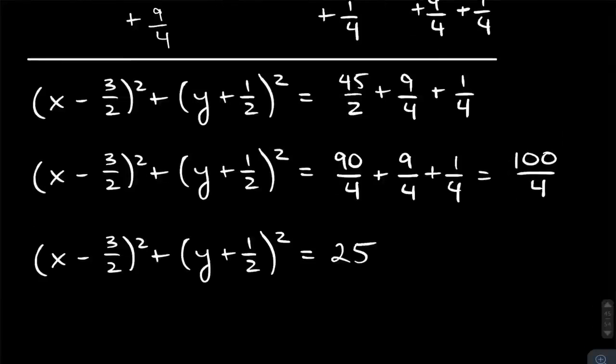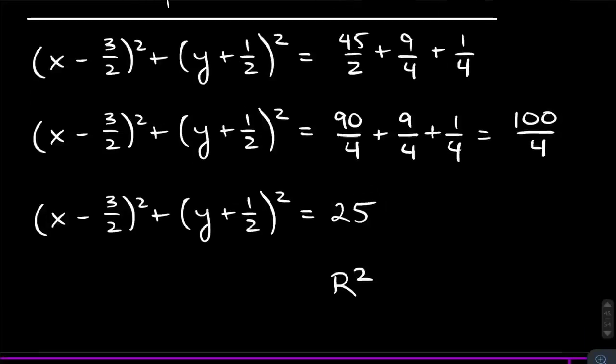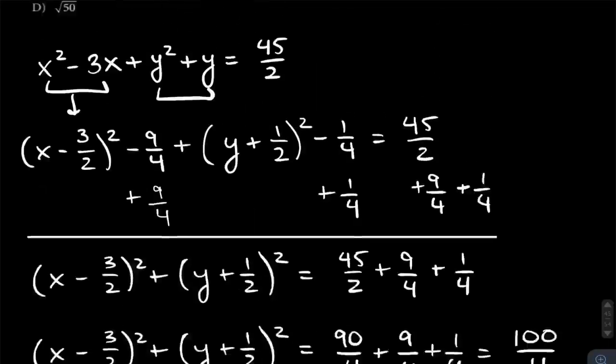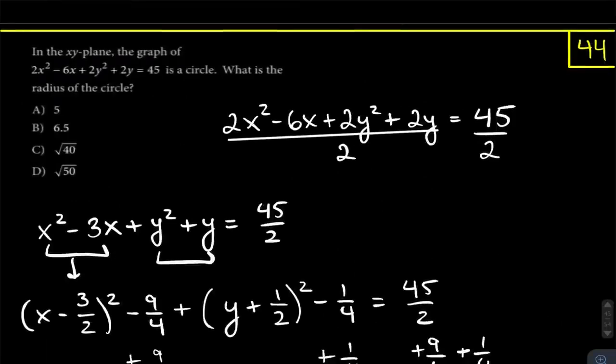So remember, this thing right here is our radius squared. It's r squared. So what the heck is r? Well, r would be the square root of this thing, right? And so our radius here would be 5. Okay? That's choice A. Awesome. So that is it for problem 44.